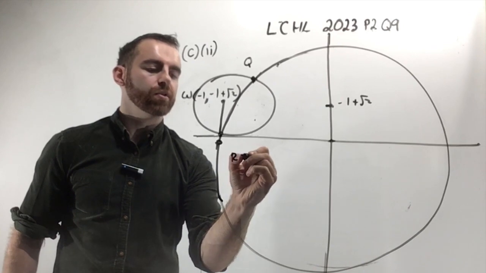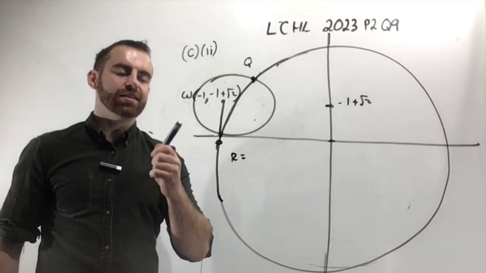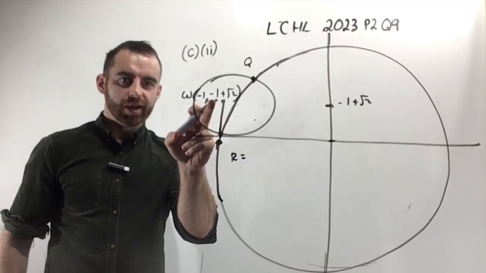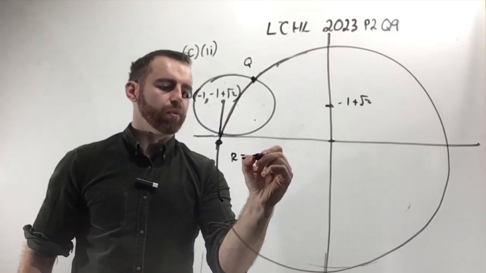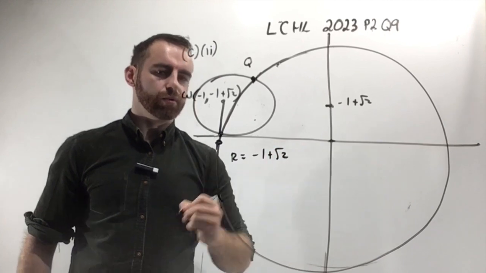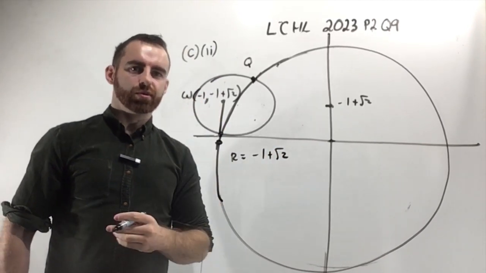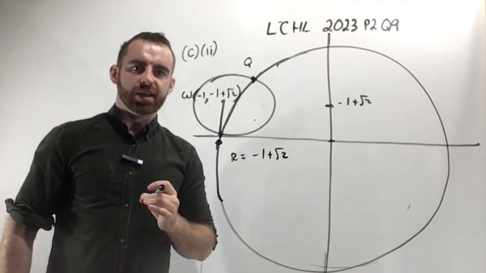So remember, we've studied that if the x-axis is a tangent to the circle, then the radius will be the same as the y coordinate of the center. So the radius of this circle is 1 plus root 2. And the center of this circle is -1 minus 1 plus root 2. And that's your final answer for C part 2 here.